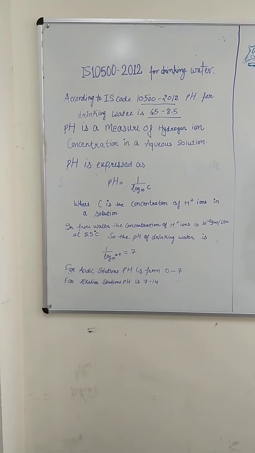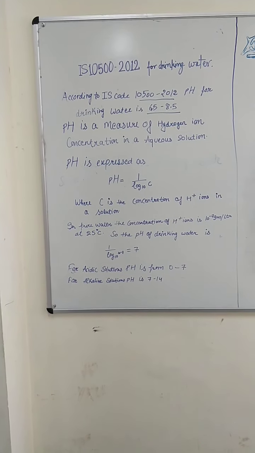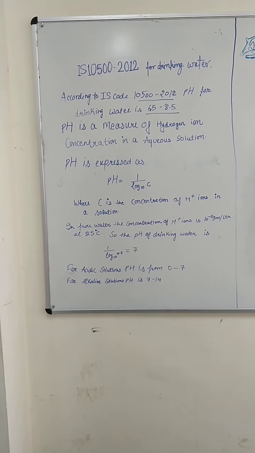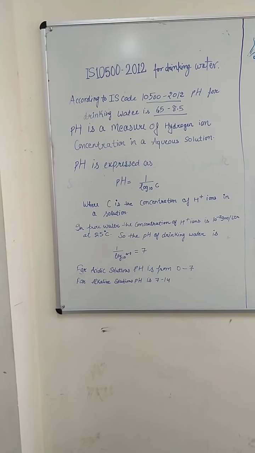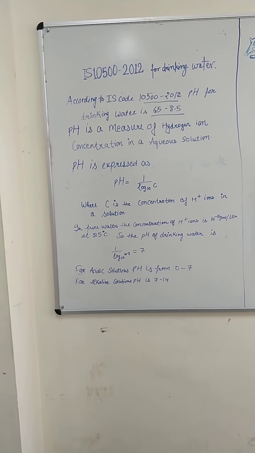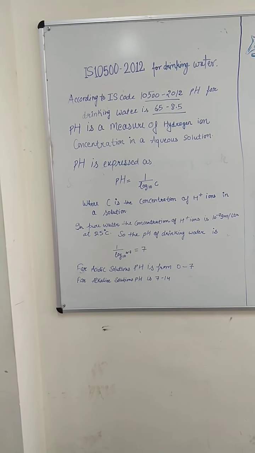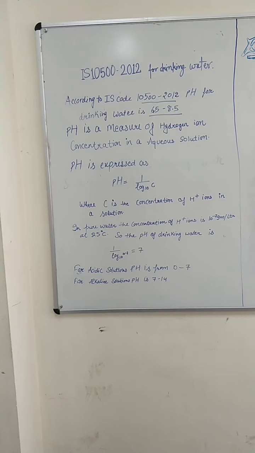Environmental Engineering Laboratory. Today in Environmental Engineering Laboratory we are going to do a practical on the pH of drinking water. According to IS 10500-2012, the pH for drinking water is 6.5 to 8.5.